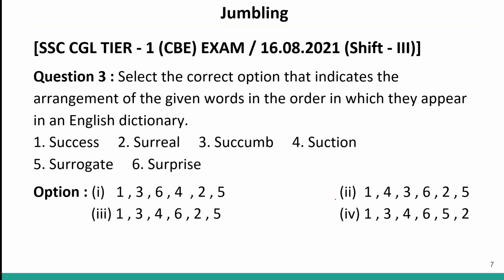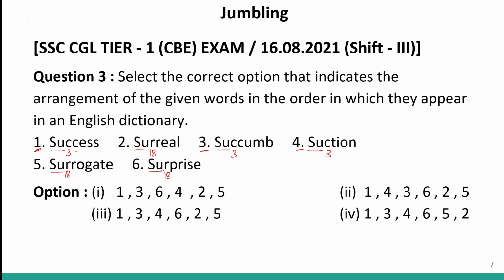Now, question number 3. Success, surreal, succumb, suction, surrogate and surprise. 6 words. Now, SU, the first two letters are same in each. Over here, same. Now, next move on to the third letter. C is 3. R is 18. C is again 3. C is 3. R is 18. R is 18. So, now, after C, words 1, 3 and 4 will come in the first 3 positions, correct?